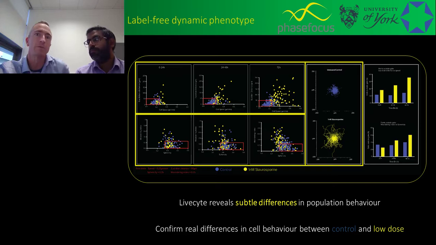By putting time in as a dynamic dimension and having the population to look at, we've learned so much more about these populations. So our researchers here are now really exploiting this to look at the subtle characteristic differences, and why they're characteristically different between different cells.